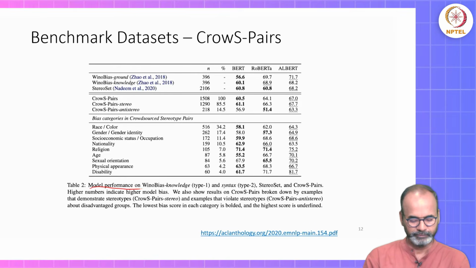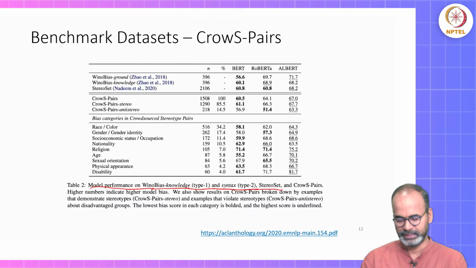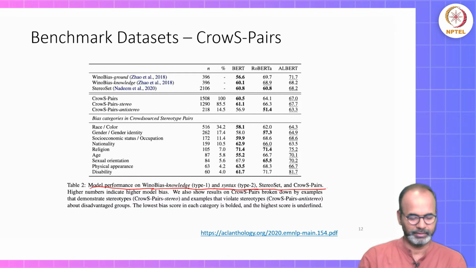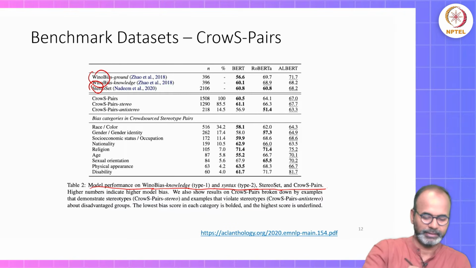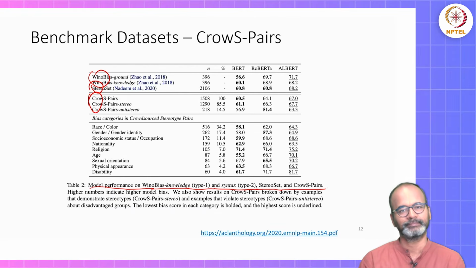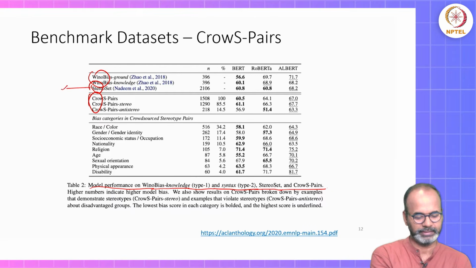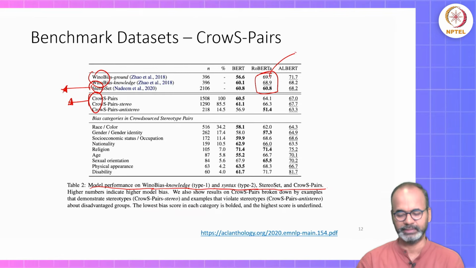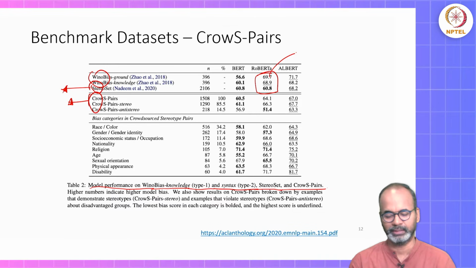So, model preference of bias knowledge type 1 and syntax type 2, StereoSet and CrowS-Pairs. So that's what they did. They actually measured the bias on StereoSet and CrowS-Pairs. We saw StereoSet as the first data set of this part. CrowS-Pairs is what we are seeing now. Higher numbers indicate higher model bias. So if you look at, let's take among these 3, higher numbers, 69.7 is more biased compared to 68.9, compared to 60.8.